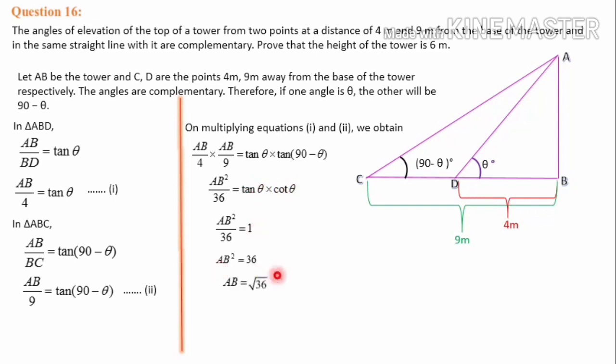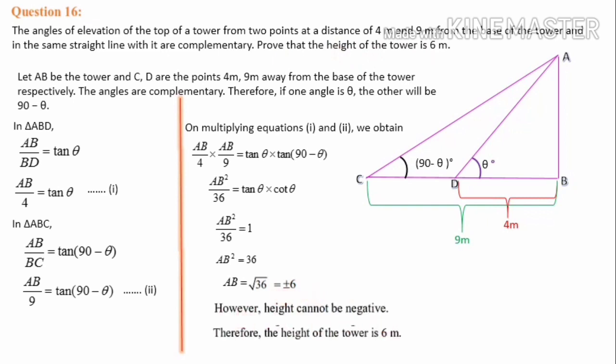Then AB square is equal to 36. From here we can calculate AB, that is root of 36, which is equal to plus or minus 6. Here it is asked to calculate the height. The height of the tower is always positive, not negative. So the height cannot be negative. Therefore the height of the tower is plus 6 meter.